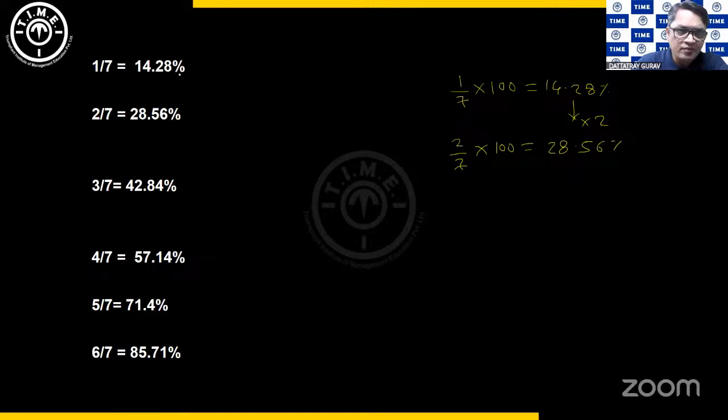Same with this table. If I add from here to here, if I add 14.28, it will be 28.56. Again, if I add 14.28, it becomes 42.84. But in the exam, don't make a table like this. Better you remember these numbers in advance. The question will be easier. So after 6 by 7, what will the next number be? It is 7 by 7. What is 7 by 7? 100%.